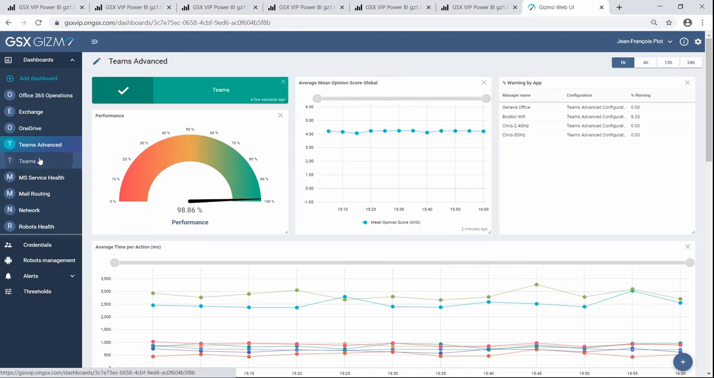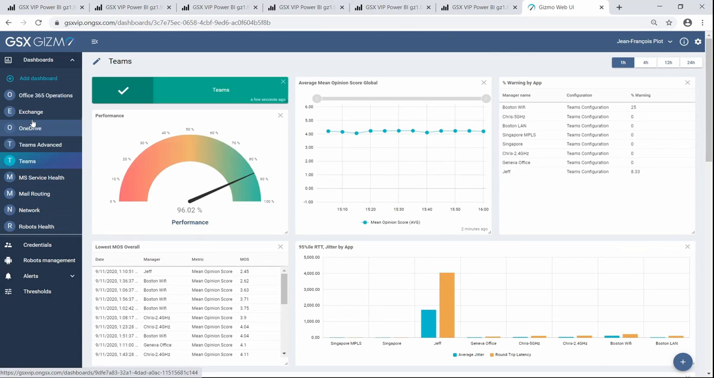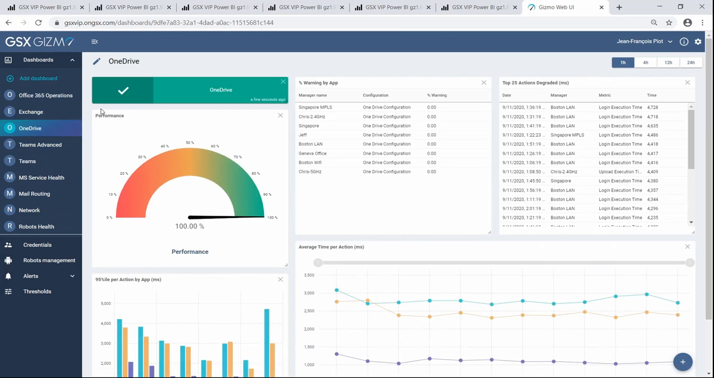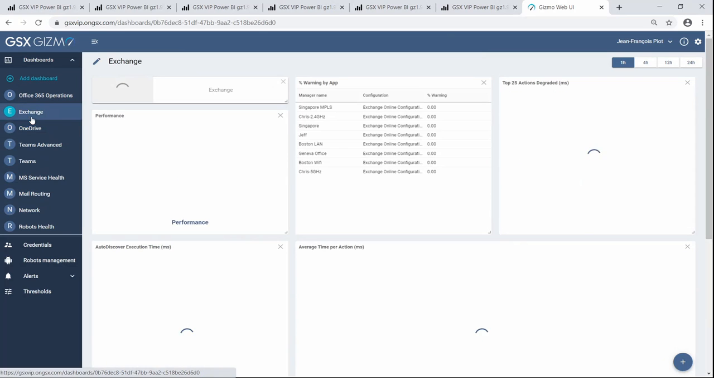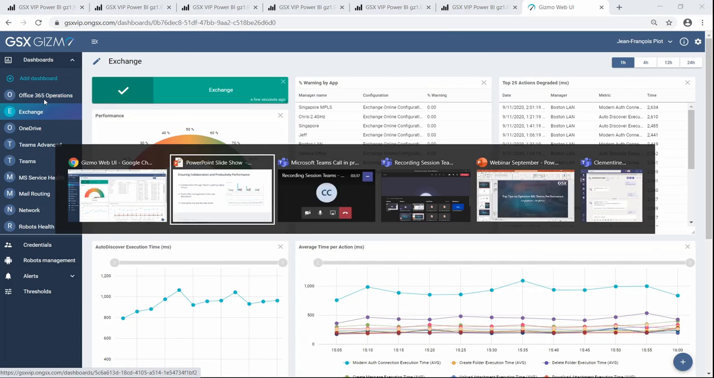So we have the Teams Advanced, we have Teams. We check as well some network parameters. We do OneDrive, we do Exchange. I mean, everything we have seen on Teams, we are doing as well on the other workloads of Office 365, in order for you to have an overall view of the service quality delivered by Office 365 to your users.